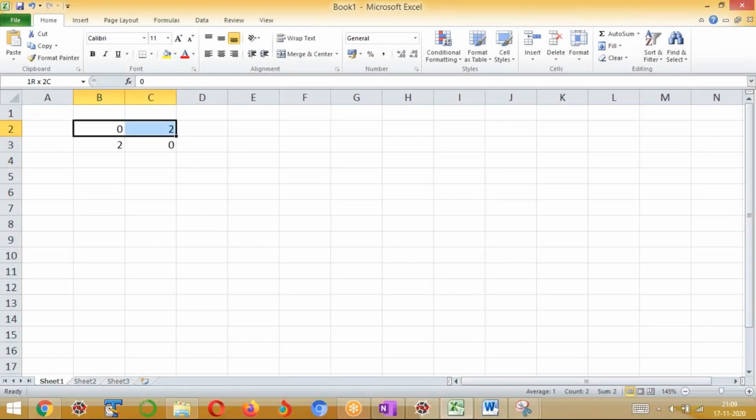Now this is my image. This is in gray color mode. So what is the dimension of this image now? 2 by 2. Right now, the dimension of this image is 2 by 2. So obviously you have 4 values.